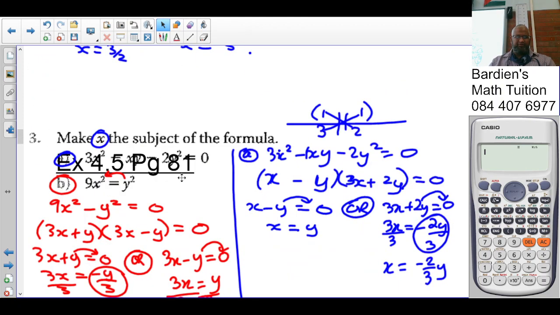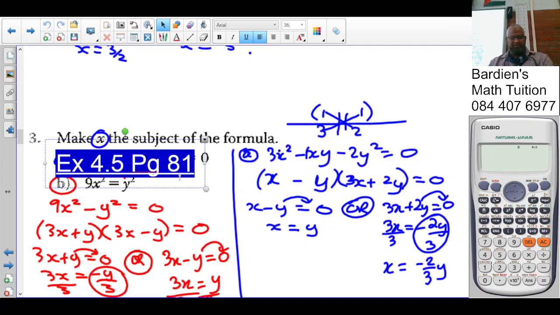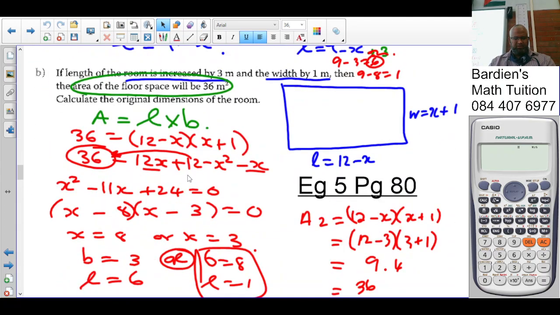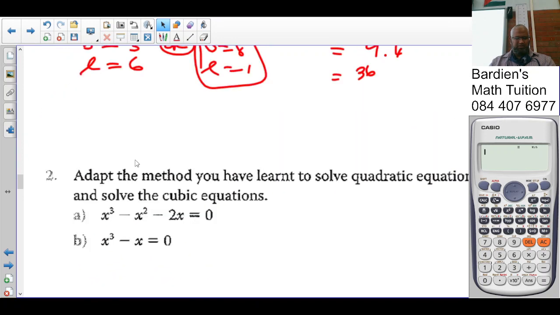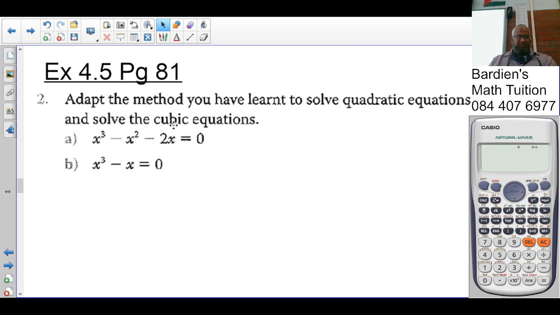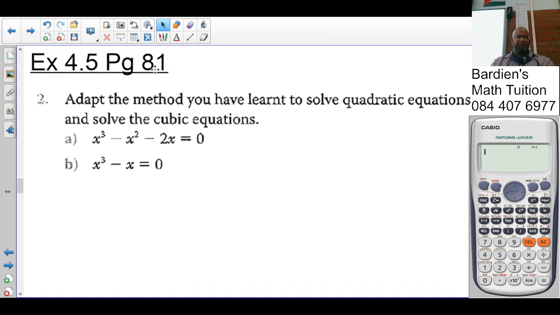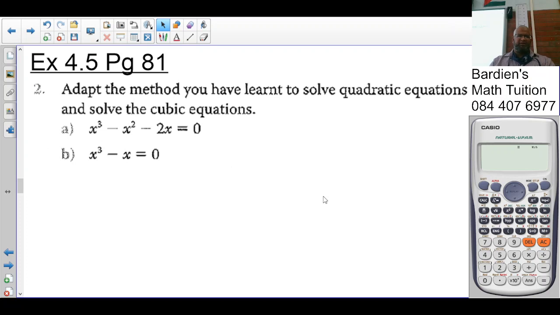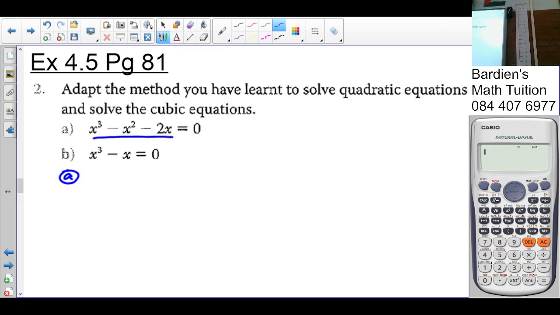Exercise 4.5, on page 81, number 2. They say adopt the method you have learned to solve quadratic equations and solve the cubic equation. So, in A, what was the first step we need to do? We were told to get it into standard form.